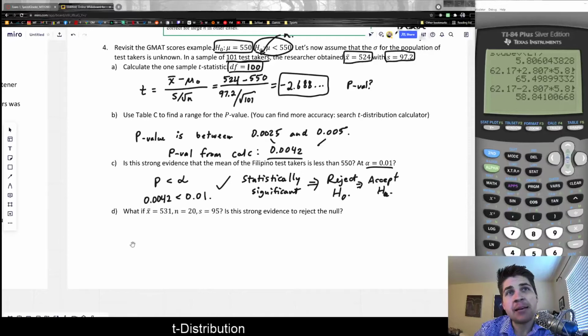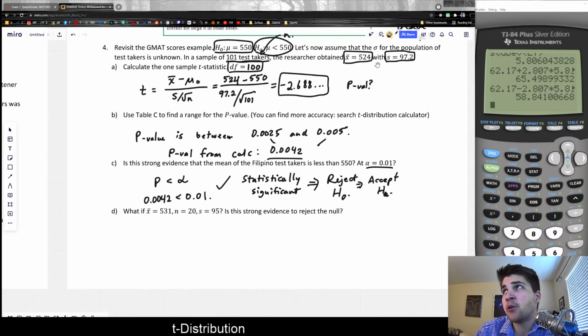Let's do a quick example of a t-test. Again, basically performing a significance test when we do not know the population standard deviation and we want to use the standard deviation of our sample instead. And let's keep working on the same example about the researcher in the Philippines who is told that the average test score for GMAT students is 550, but she is thinking that her student population is lower than 550.